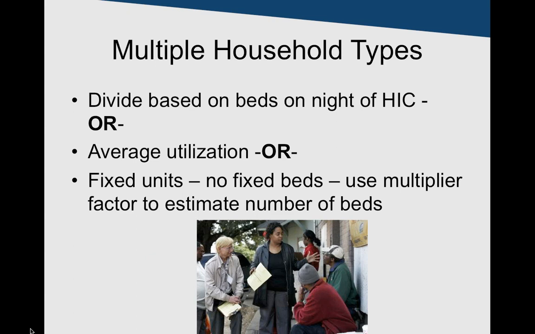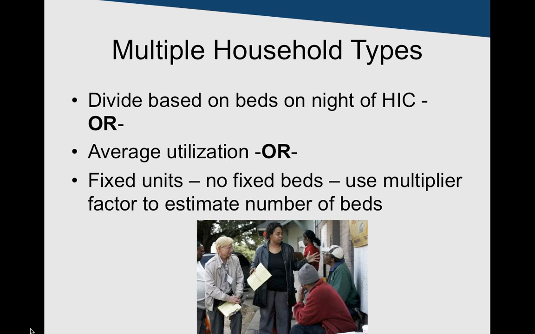So the first one is to divide the beds based on how the beds were used on the night of the count for the point-in-time count in the housing inventory count. If the facility is not at full capacity on that night, then you can extrapolate from the distribution based on a prorated number served on that night.